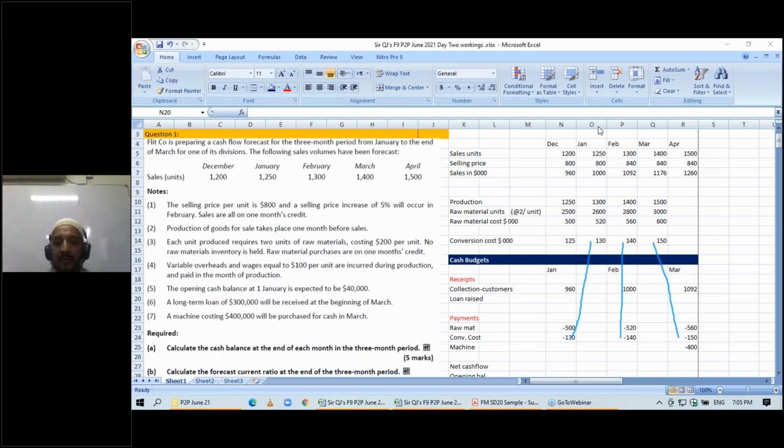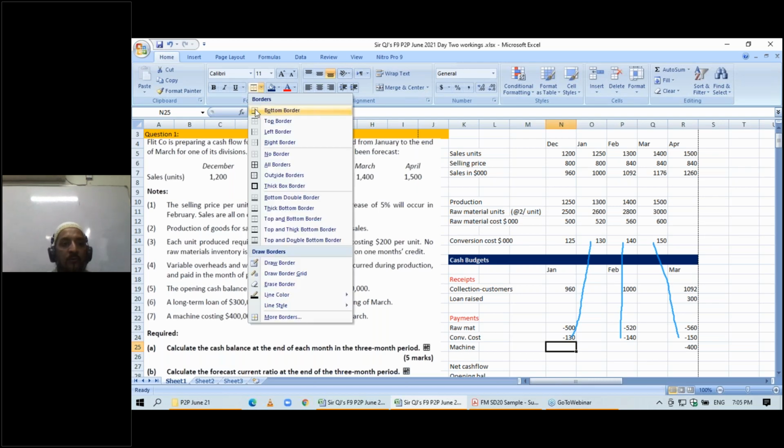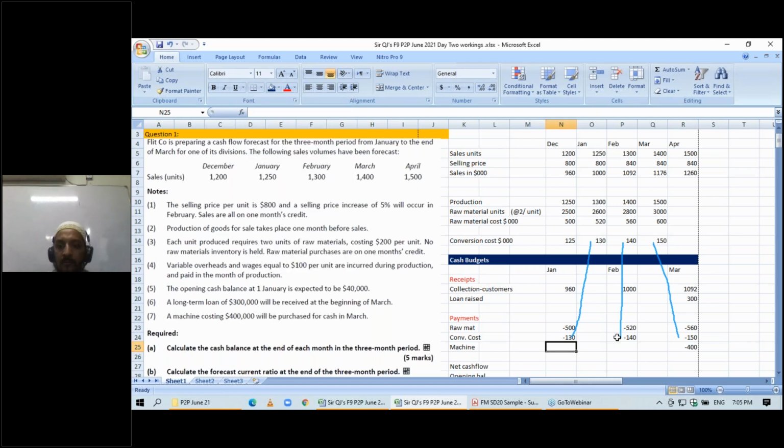Let's move ahead. So the next is they raised a loan, note number 6. At the beginning of March, they raised a loan. So by raising a loan, they will receive a cash of 300,000. So this was all the cash flows that occurred. Now we will take a total of these items so that we get the net cash flow for all the 3 months.